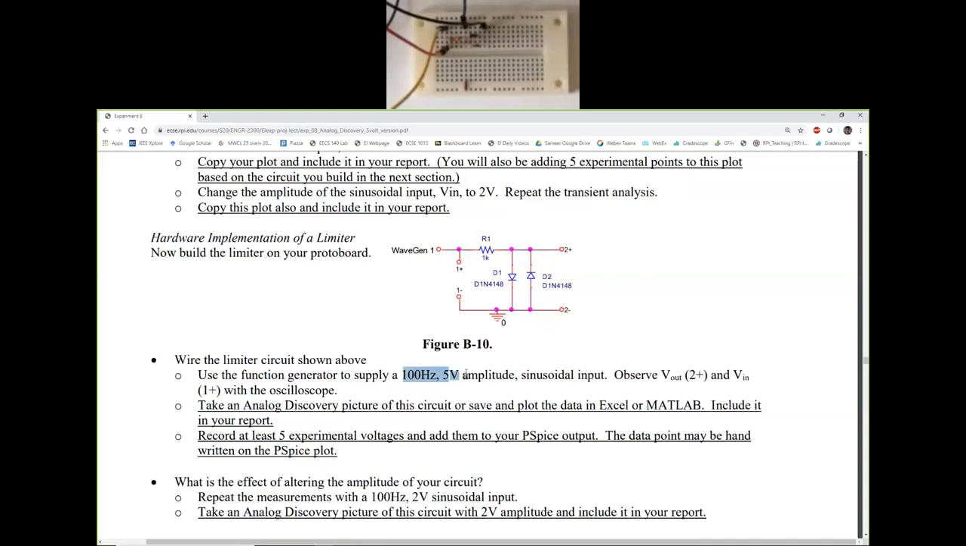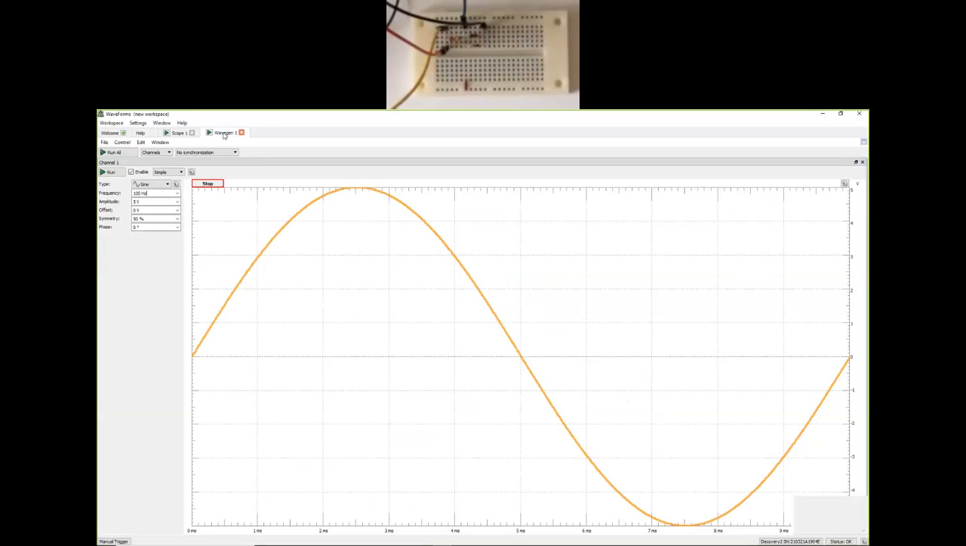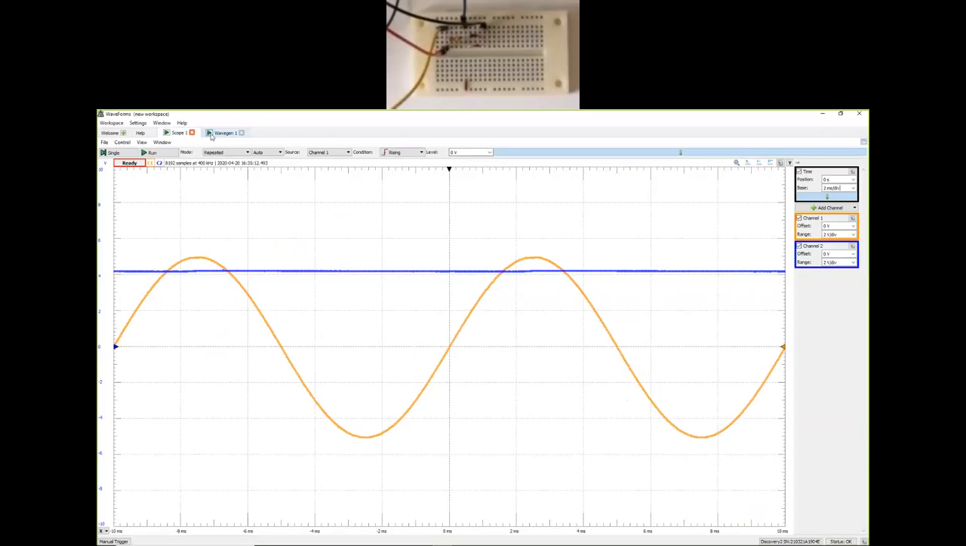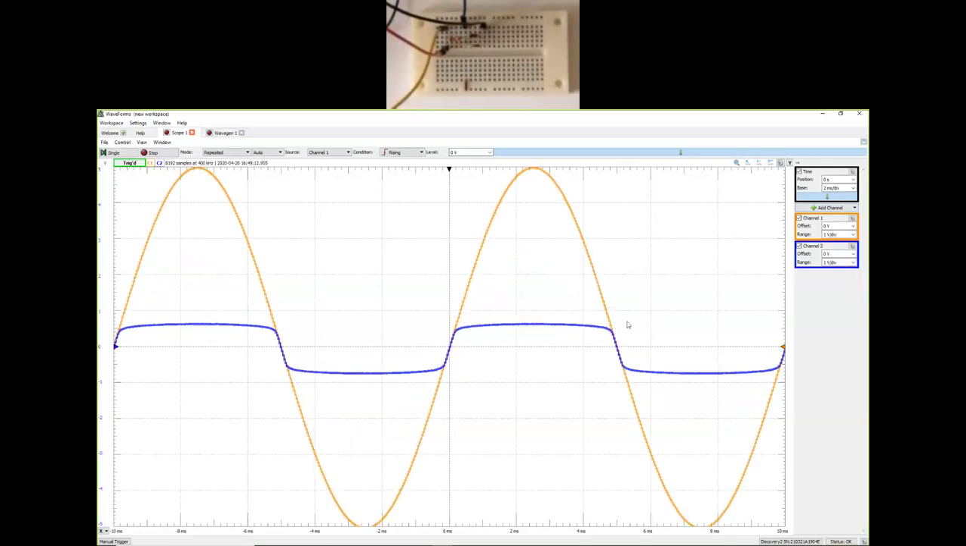We are asked to set it up as 100 hertz, 5 volts sinusoidal input. Let's go ahead and do that. 100 hertz, 5 volt sinusoidal input. That's exactly what we have set it up as. If I run it here and I run it there, we can see that the output got limited to plus and minus very close to 0.7. I can maybe make things a little bit better by looking at this. Now we have 1 volt per division. If this is 0, that is 1. This is sort of stopping at 0.7 volts.